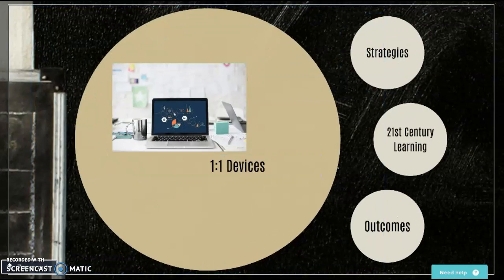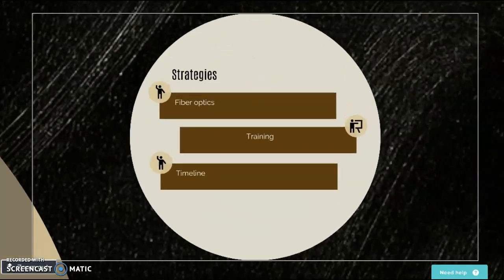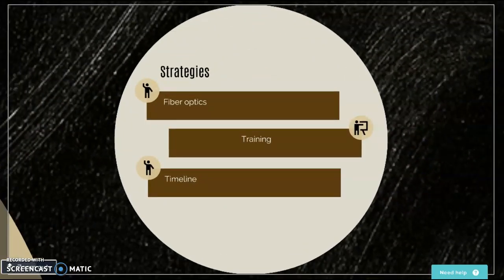So this would be creating one-to-one devices for all students based on their grade level. To help with creating this goal, the strategies were to first update the fiber optics, which help with the Wi-Fi and the accessibility for all students.